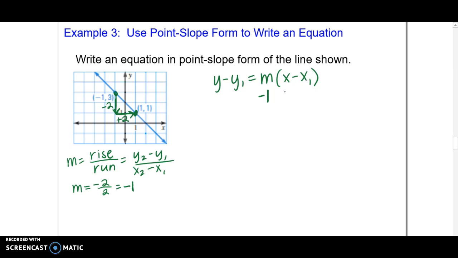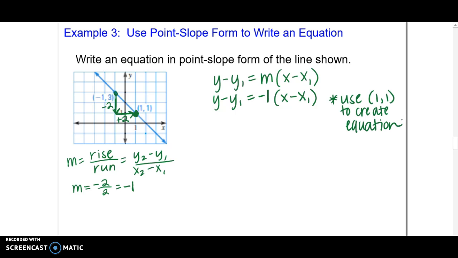And guys, it does not matter which point you use from here. You can use any point on this graph. It doesn't even have to be listed here. I'm going to go ahead and use 1, 1 to fill in. So I have y minus y1 equals my m, which is now negative 1, times x minus x sub 1. And I am going to use 1, 1 on my graph. So right here, I'm going to use this 1, 1 point to create the equation.